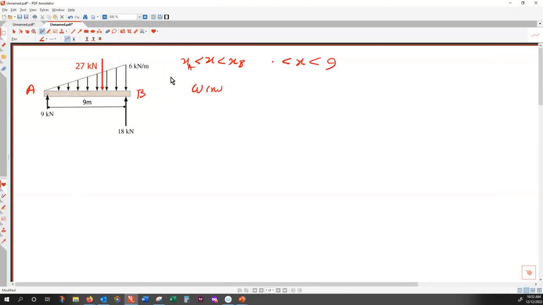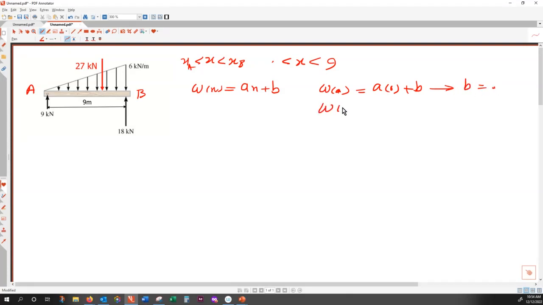So how do I find W of X? I know that this is linear, and a line can be written as AX plus B. So we want to find A and B for this equation of the line. If I have the equation of the line here, I can simply integrate to find V and then integrate V to find M. So how do I find this? I know by initial condition. When X is equal to 0, W of X is equal to 0. So that is A times 0 plus B. And from here, I find out that B is equal to 0.